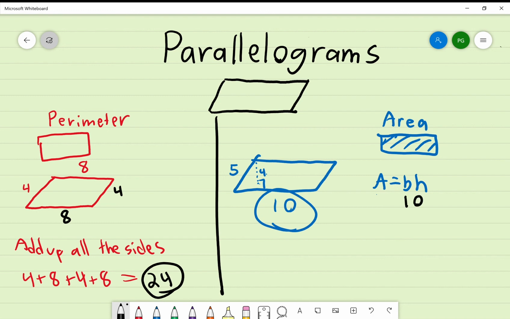And then my height, remember I measure height going straight up, not diagonal. So the diagonal measurement doesn't matter to me. The measurement straight up is the 4. So 10 times 4 means that my area is 40.